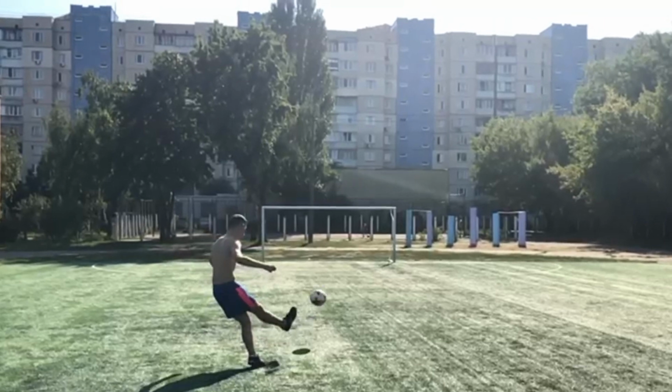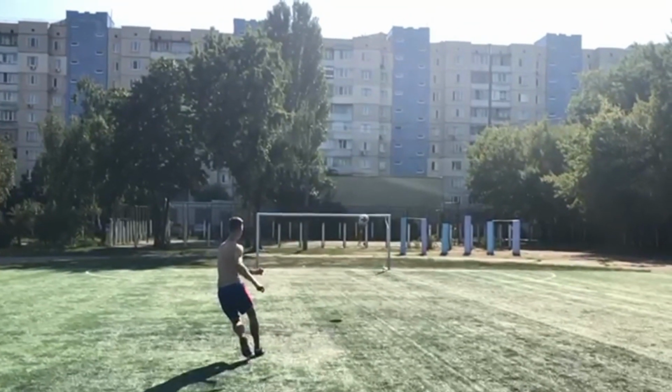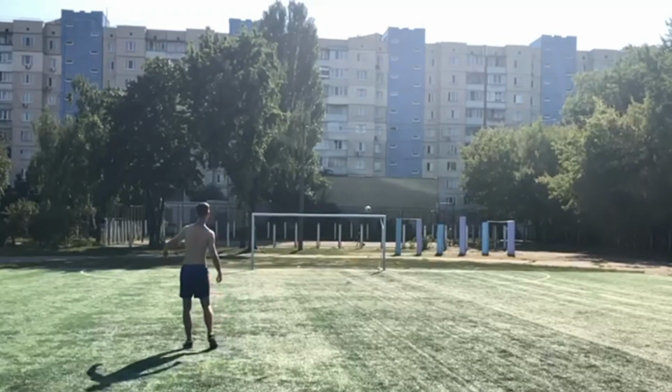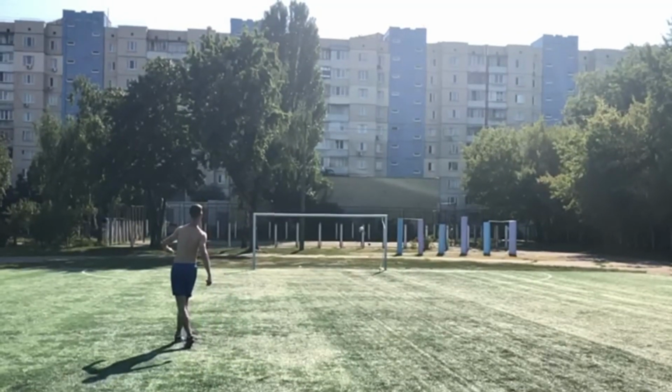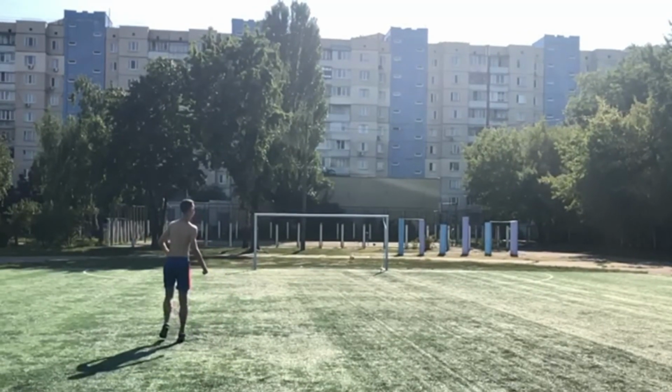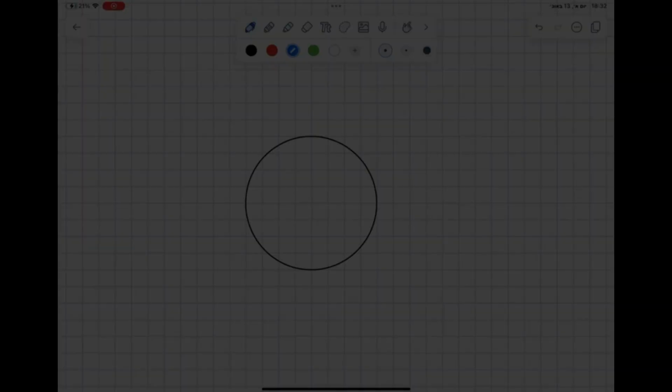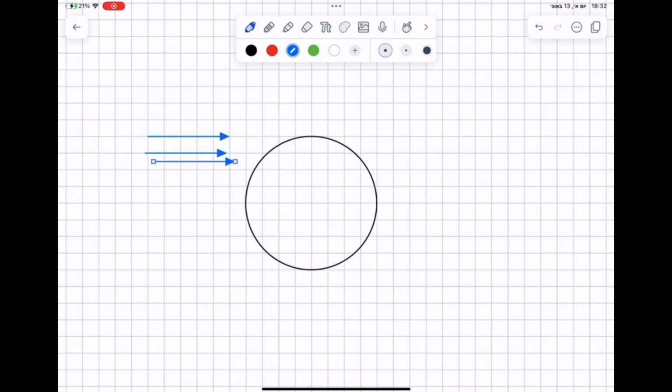The Magnus effect is a phenomenon in fluid dynamics that describes the curving or bending of the trajectory of a spinning object moving through a fluid. This effect is most commonly observed in sports like soccer, tennis, and baseball, where a spinning ball exhibits a curved path.